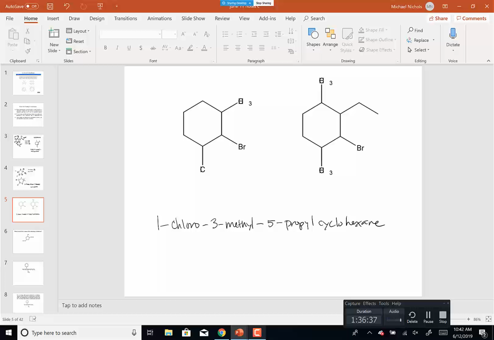One chloro, 3-methyl, 5-propyl cyclohexane. What would you draw? So there could be 9 different structures here. There's 9 of them. Hopefully they're all correct.